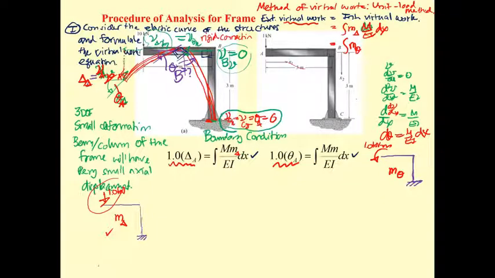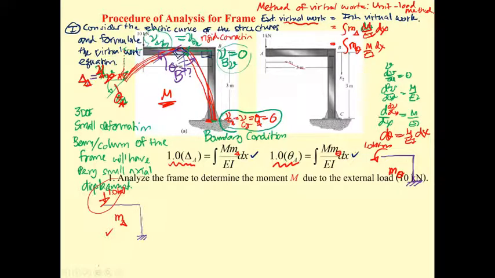However, the change of the slope is still here. This is for the capital M. The change of slope is still here. That means you put M over EI dx again, and then you get this. Just put this one, and then you get this.